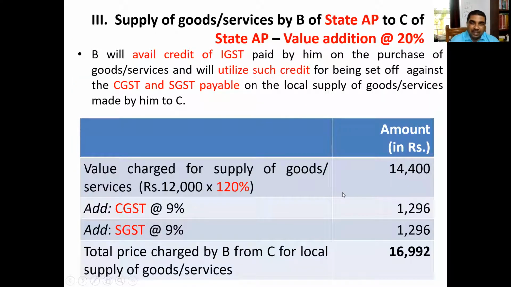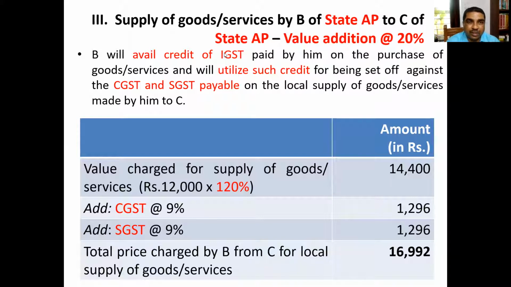Now, let us come to the next stage. Next stage, what happens? B of state of AP. Okay, now next stage, what exactly happens? Supply of goods and services by B of state of AP to C of state of Andhra Pradesh. Now what happens? B is selling to C.